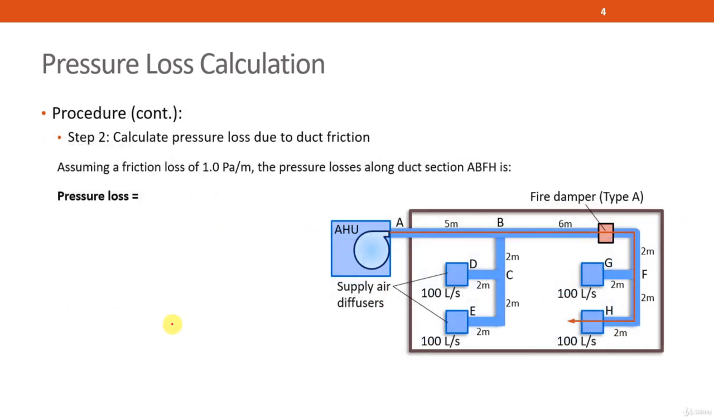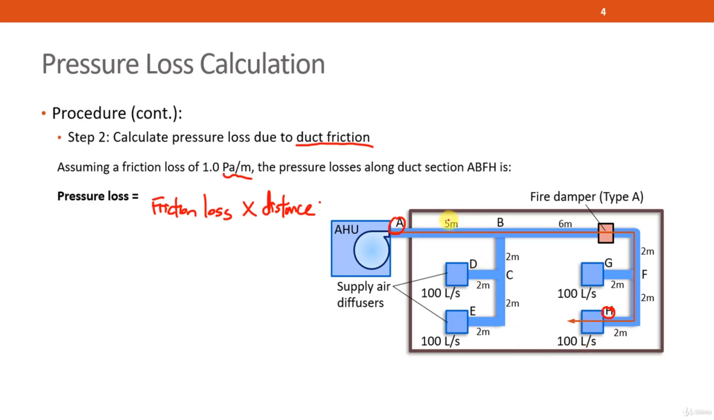Okay, for pressure loss due to duct friction, how do we calculate the pressure loss? So the general formula is take the friction loss value, which is in Pascal per meter, multiply by the distance traveled, the distance that the air traveled. So from point A to point H, what is the total distance?